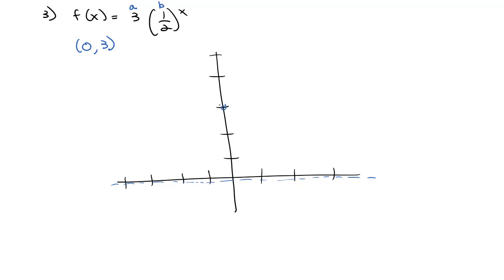So I'll go 0, 1, 2, 3 and make my first point. I also know another key point is when I plug 1 in, we get whatever a times b is. 3 times 1/2 is 3/2. So at (1, 3/2), or 1.5, I've got another point. I also know because the b is less than 1, it's going to be a decay situation where it's shrinking down and leveling off to 0. And so this is my graph then of 3 times 1/2 to the x.